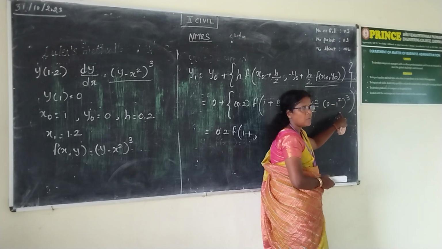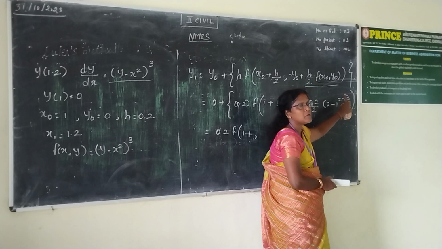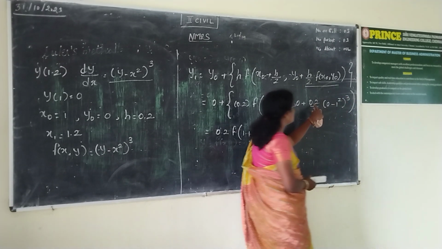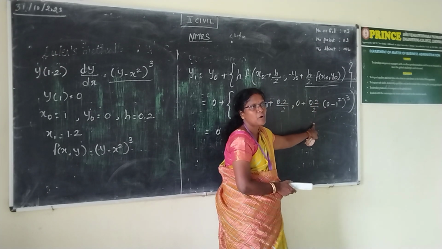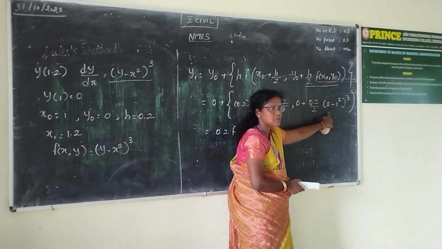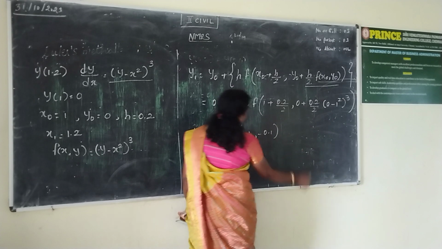Come to the second term, calculate. 1 square will give you 1. 0 minus 1 will give you minus 1. What is minus 1 the whole cube? Minus 1. And you have that times 0.2 by 2. What is 0.2 by 2? 0.1. But there will be one negative sign. You will get the next term as minus 0.1.